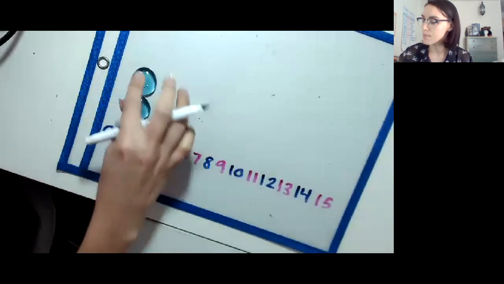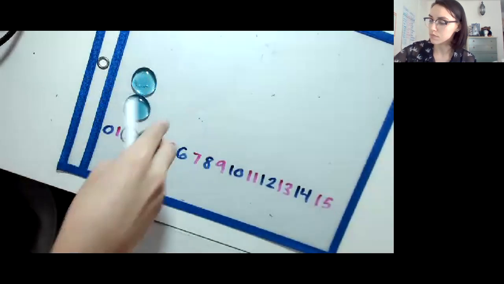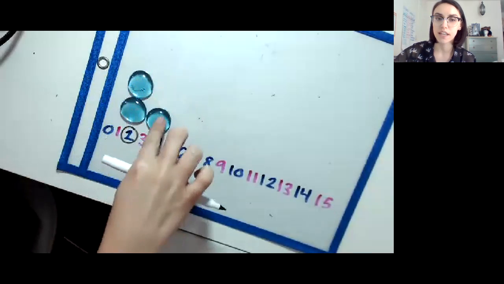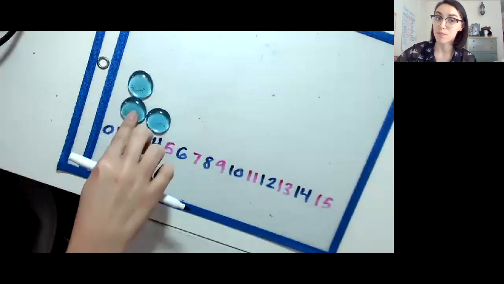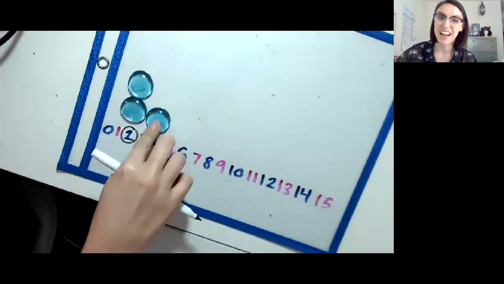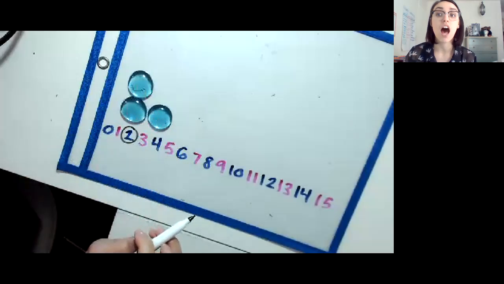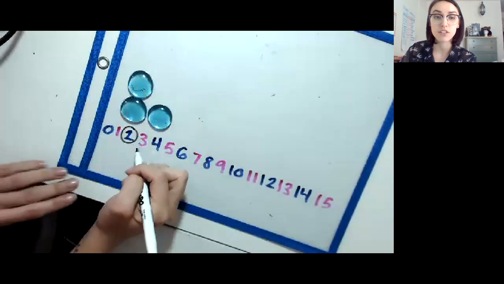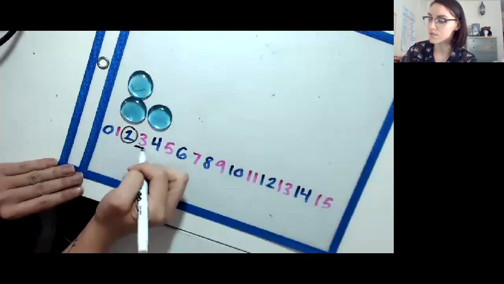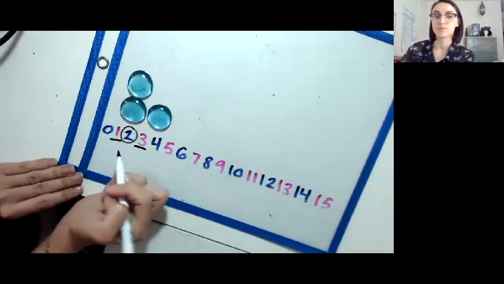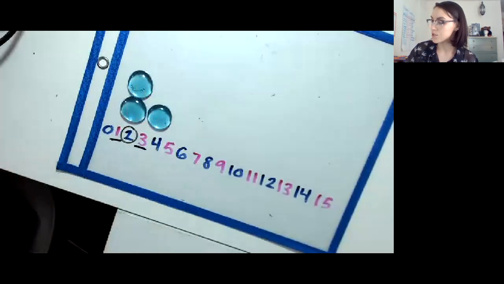If we go to the number 3, we have 1, 2, 3 counters. These guys have a partner, but this guy does not have a partner. So 3 must not be even. It must be odd. Let's underline our odd numbers. We also had said that 1 was odd.